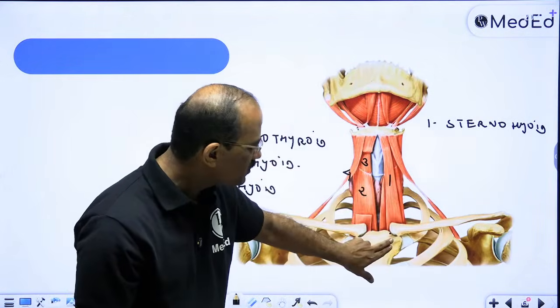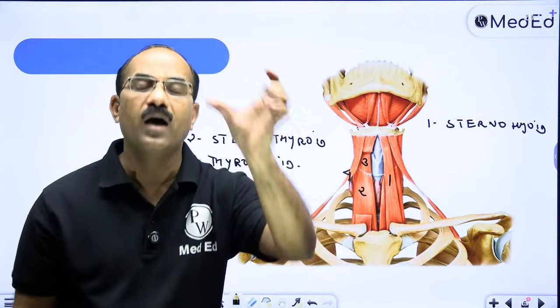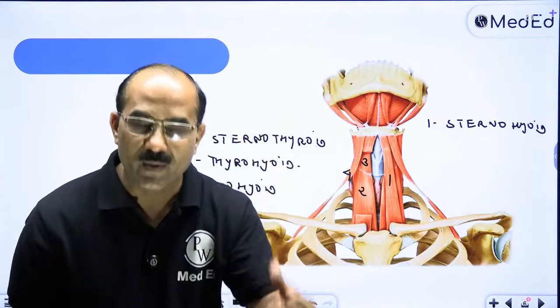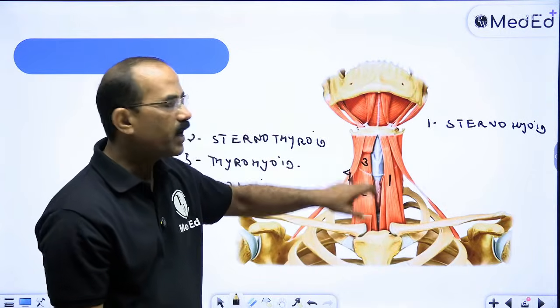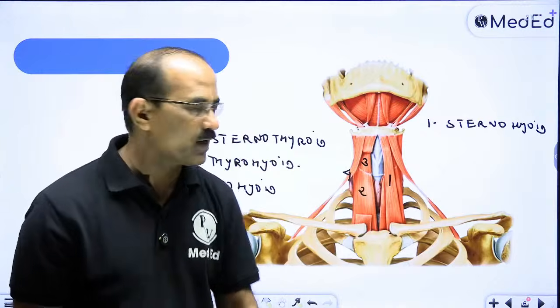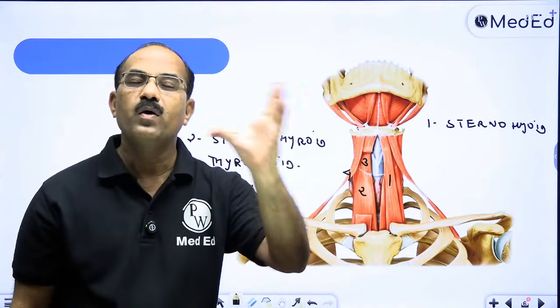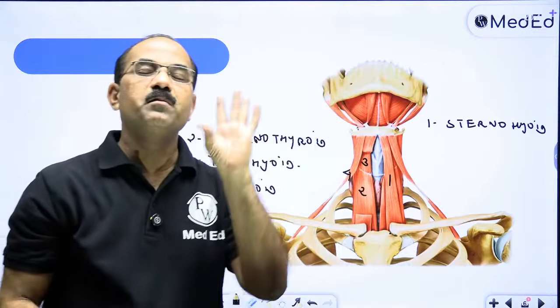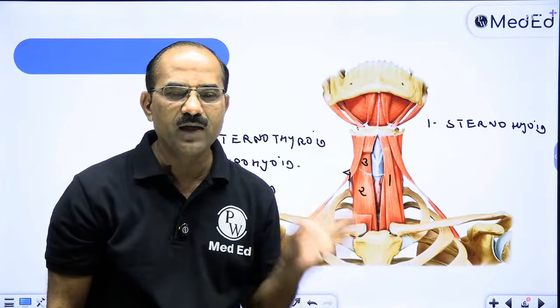Number 1, from the sternum to the hyoid, sternohyoid. From the sternum to the thyroid, sternothyroid. From the thyroid to the hyoid, thyrohyoid. And what's number 4? The omohyoid. Perfect. So these are the muscles in the muscular triangle.